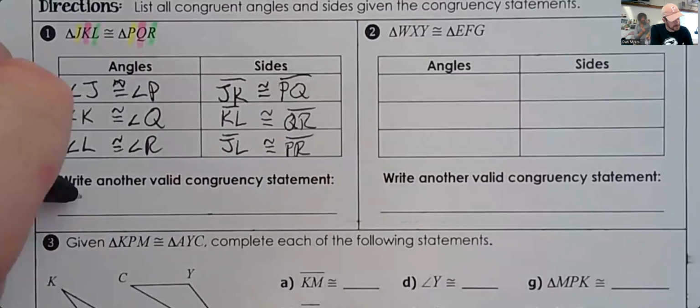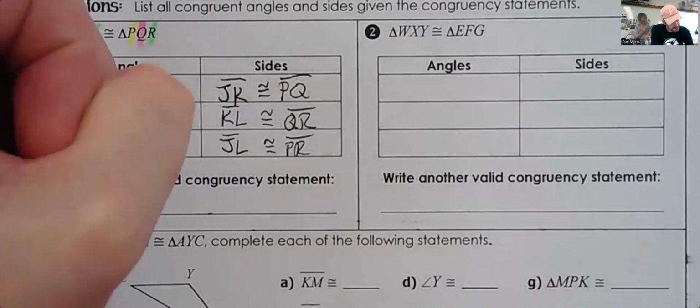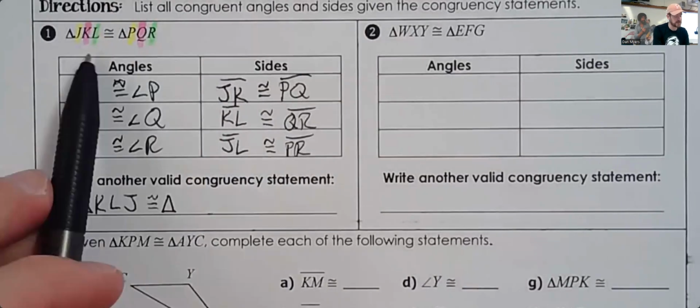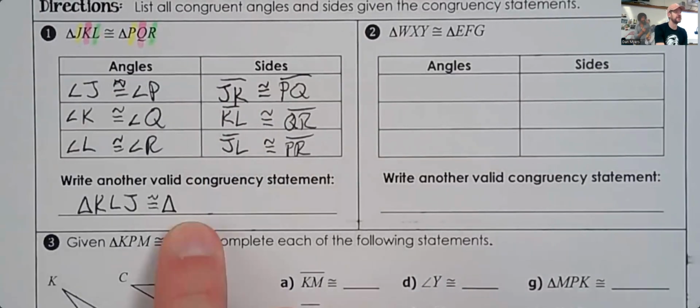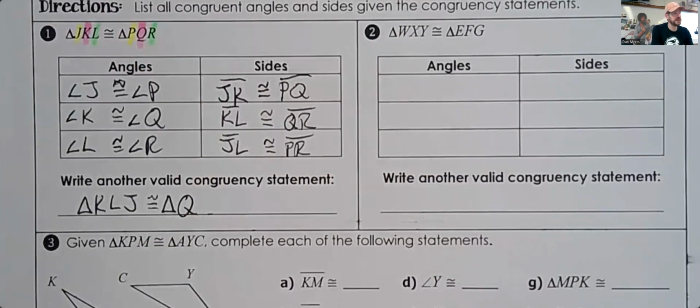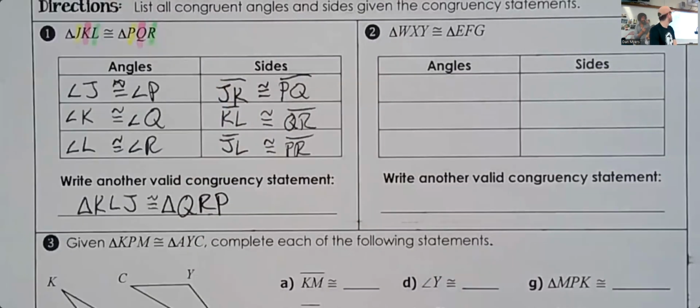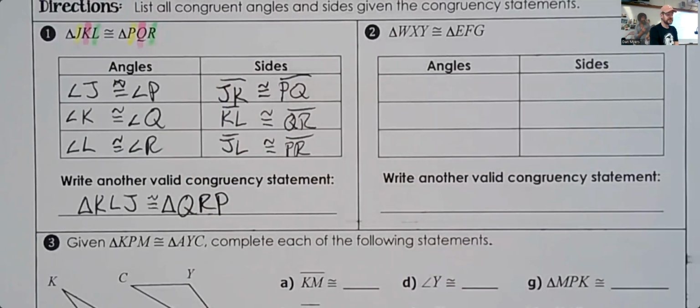KLJ. All right. So triangle KLJ is congruent to triangle. So the K is pink. Match it up with pink. Which one goes first on the second one? Q. L is green. So next one would be R. QRP. There you go. Triangle QRP. So it doesn't actually matter if it's alphabetical or anything like that. As long as you match up the parts that are congruent, you're fine.